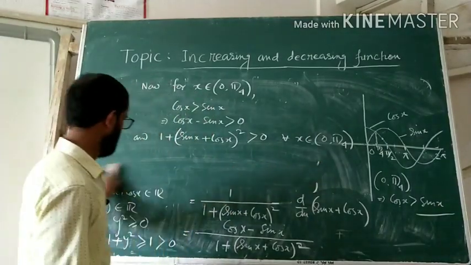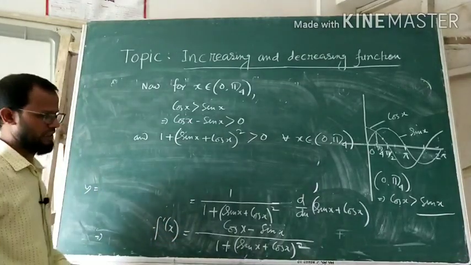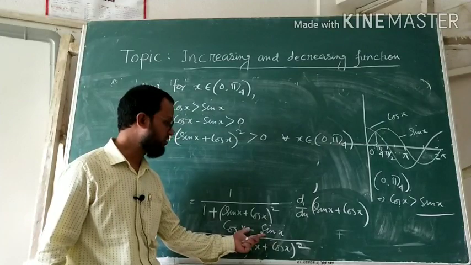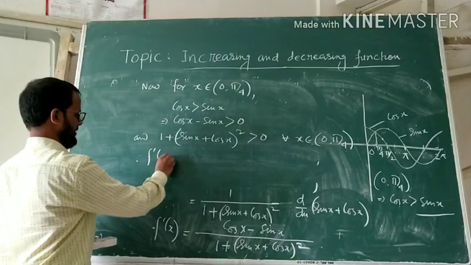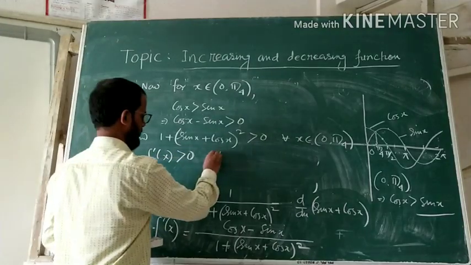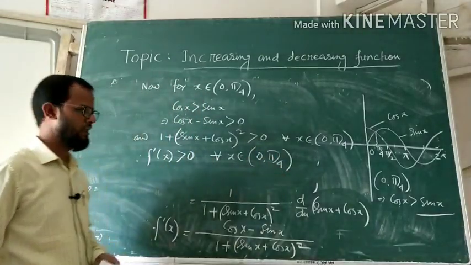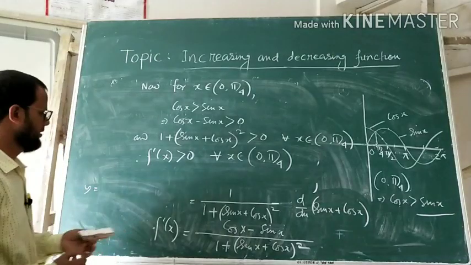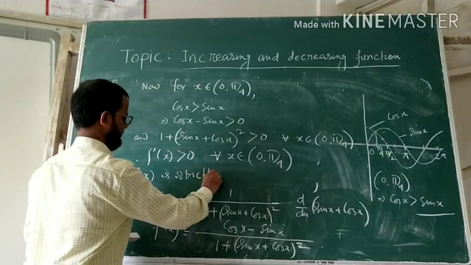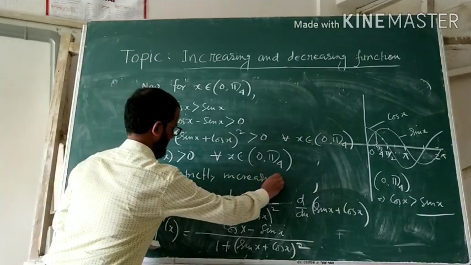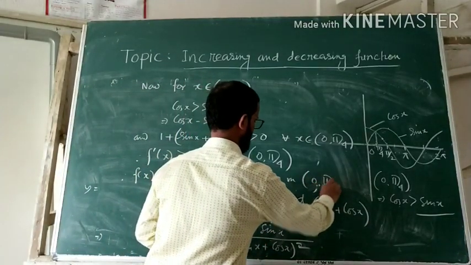Okay. Therefore, you get this f dash x. This is your f dash x. F dash x is strictly greater than 0. Finally, therefore, f dash x is strictly greater than 0 for all x belongs to 0 to pi by 4, which means that fx is strictly increasing in 0 to pi by 4.